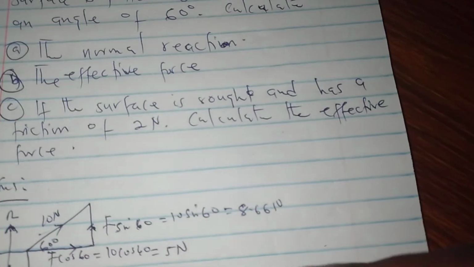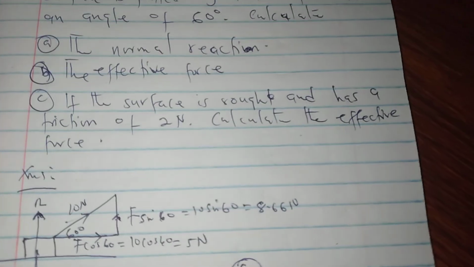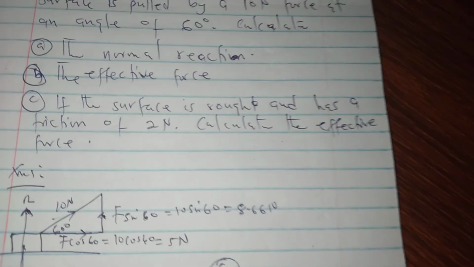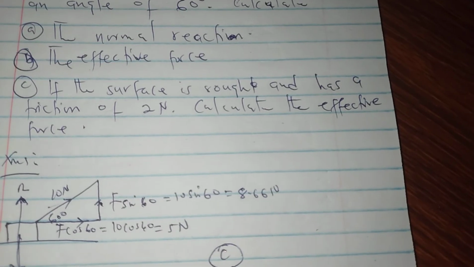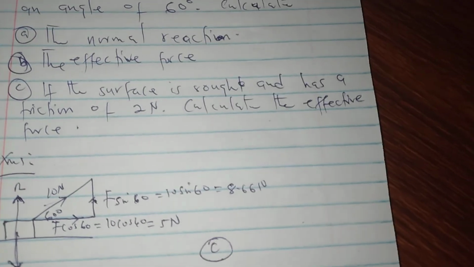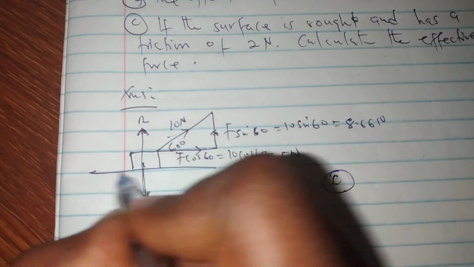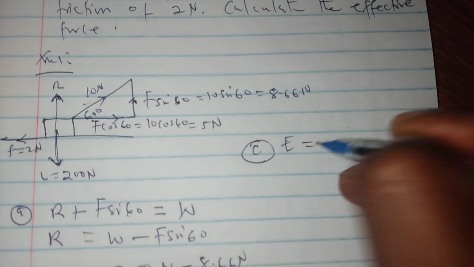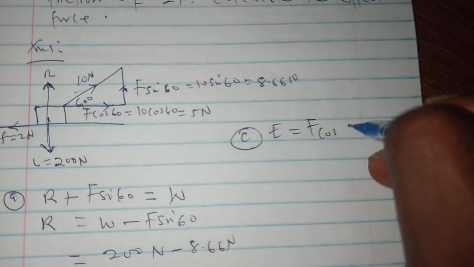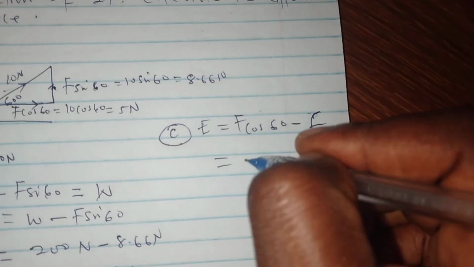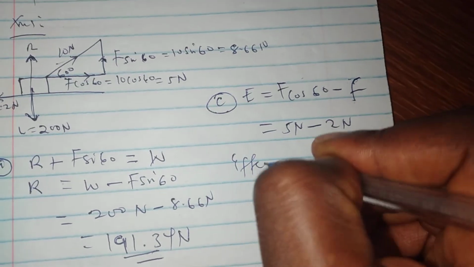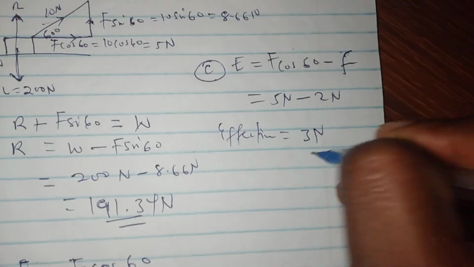Then there is a conditional question, the C aspect. The C aspect is saying that if the surface is rough and has a friction of 2 Newton, calculate the effective force. Here the surface is rough. So when I come back to my diagram, it means that I have a friction which is equal to 2 Newton. So the effective force E is going to be F cos 60 minus the frictional force F. So you are going to get 5 Newton minus a frictional force of 2 Newton. Therefore, the effective force is going to be 3 Newton.